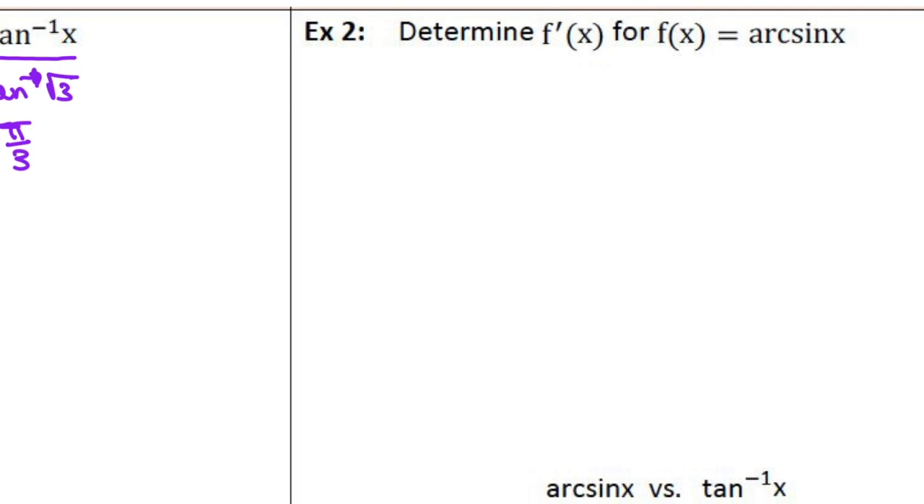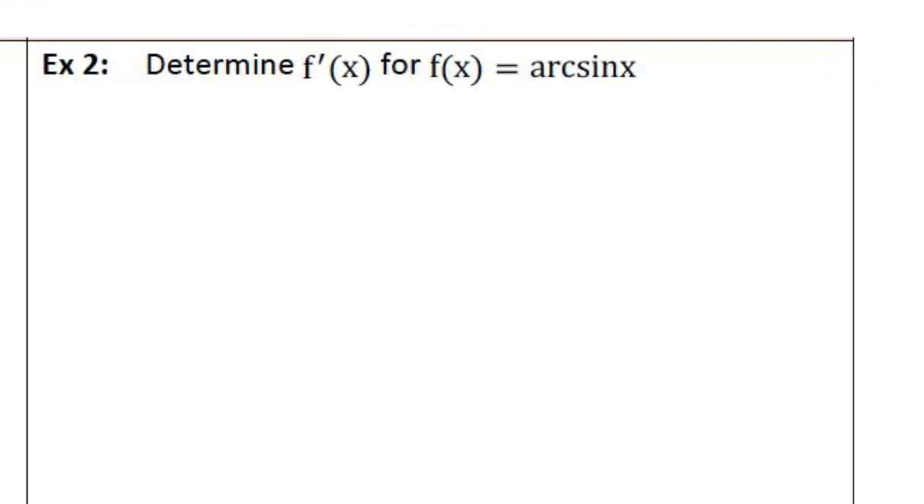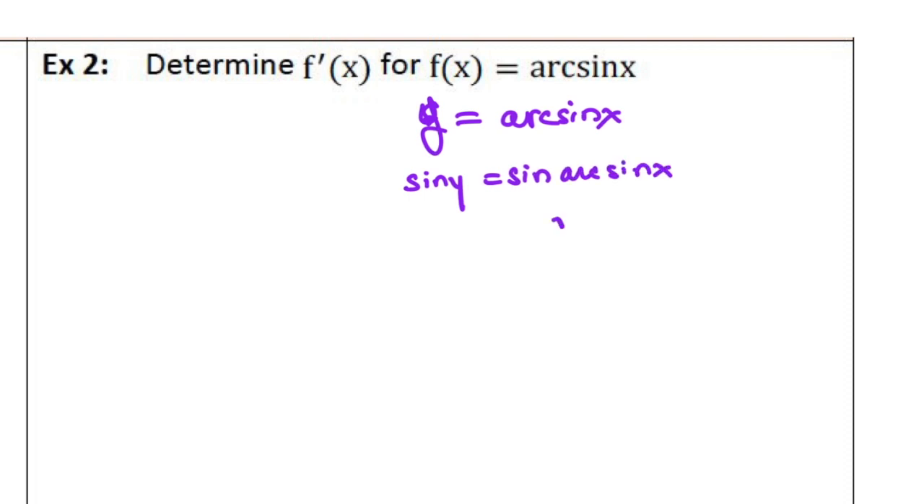All right, so now let's look at example 2. This one says arc sine. So arc sine is a slightly different version of the sine inverse, and we'll get into that detail in just a minute. So we know that y equals the arc sine of x. I don't know its derivative, but if I take the sine of y, that would equal the sine of the arc sine of x, and then we know that x equals the sine of y. So this problem is very similar to the last.